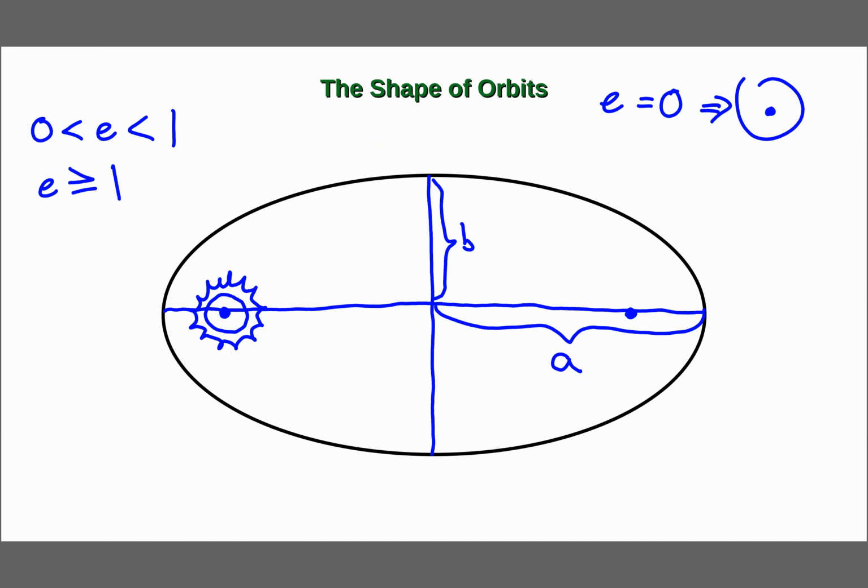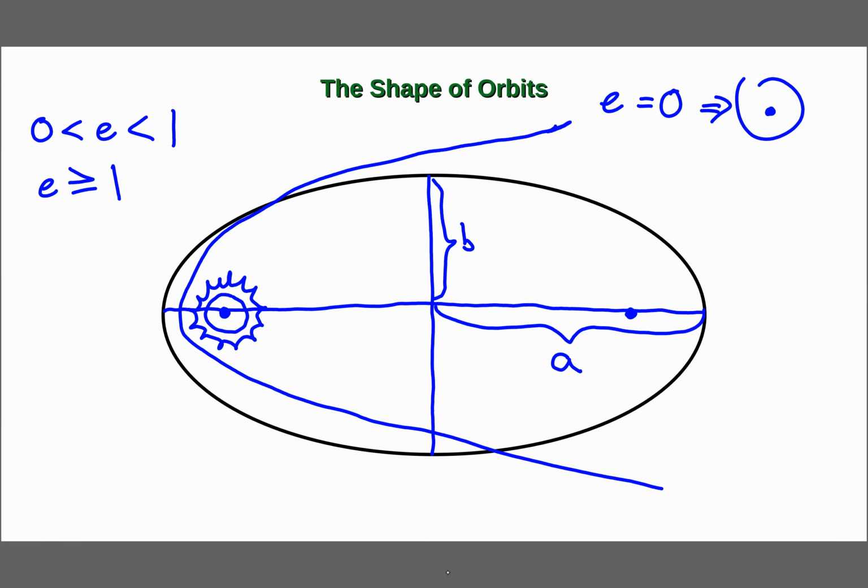And then as our eccentricity goes greater than or equal to 1, we have an open orbit. In this case, when the eccentricity is 1, we have a parabola that goes around the star. And if it's greater than 1, we have what's called a hyperbola, and it looks like just a parabola that's even more open.